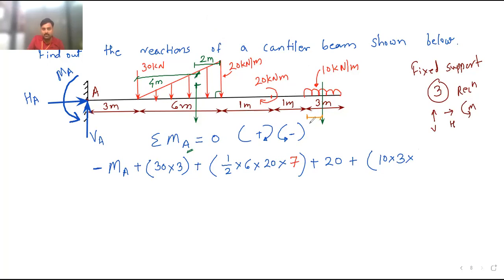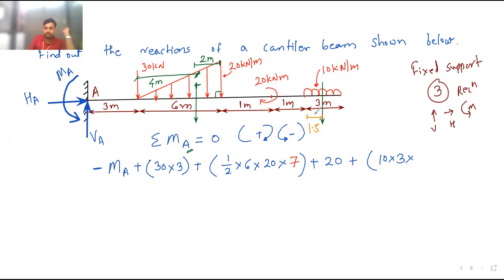Okay, this is 1.5. As this total is 3. So what is the lever arm now for the multiplication? It is from point A, I should take the distance of this force because I am taking the moment at point A. So from point A, what is the distance of this force? It will be 3 plus 6, 9 plus 1, 10 plus 1, 11 plus 1.5.